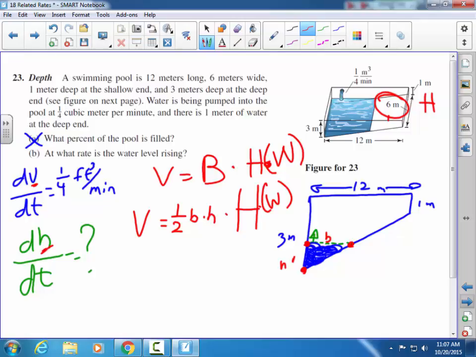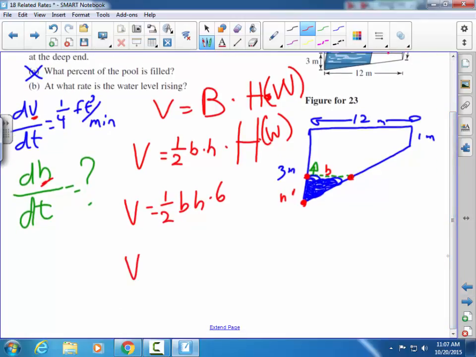So I just want to be sure you understand that this H is actually going to be a constant number. It's going to be the number 6 in here. So we've got volume equals 1/2 BH times 6, which we can say is volume equals 3BH. Now, we still have a problem. What's our problem? We've got 3 letters in there.